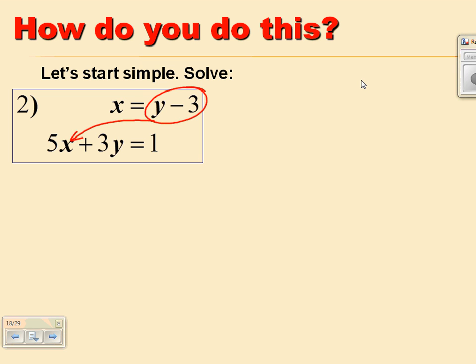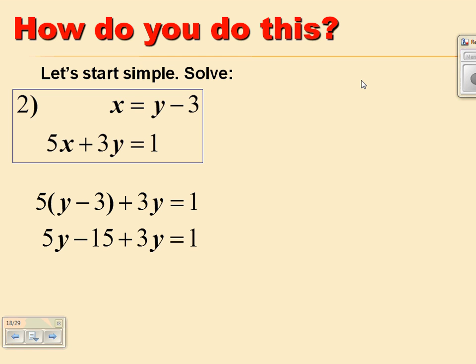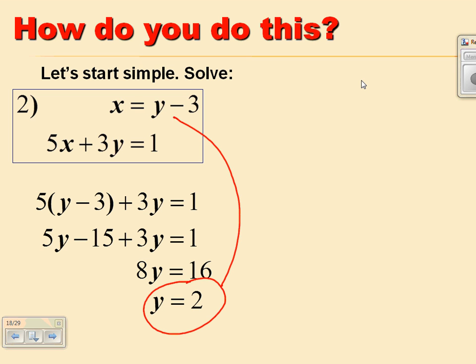As a result, I get this. 5 times y minus 3 plus 3y equals 1. I then simplify this. Get 8y equals 16, therefore y equals 2. That's not my solution. That's only half of my solution. I still have to figure out what x is equal to. So how do I do that? I simply plug this back into there.